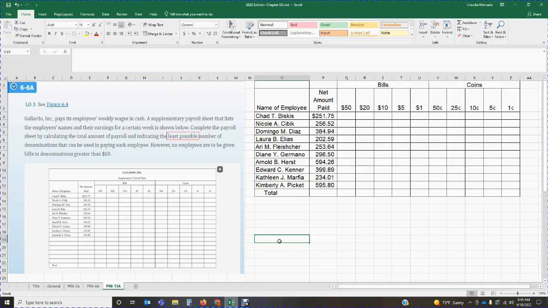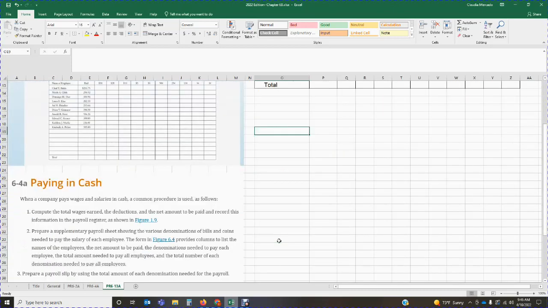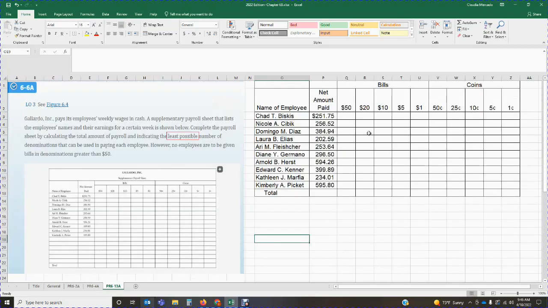So understanding how to complete step number 2, a supplementary payroll sheet, which is what we have here, is important, and it's not difficult. It's like a puzzle. How many bills do I need to be able to complete the pay for each employee using the least possible number of denominations? So let's get started with the first one.